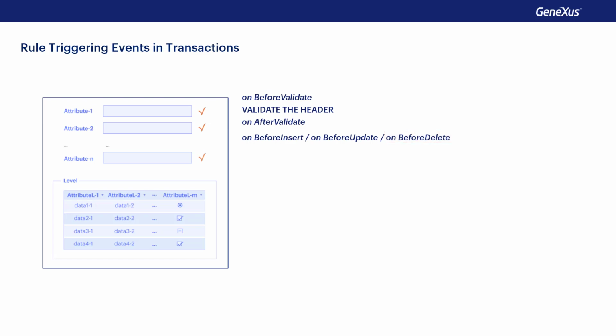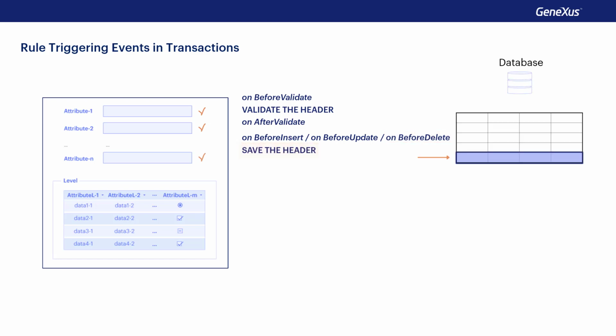The header data will be recorded in the corresponding table. And then the rules associated with this first level will be executed that have onAfterInsert event if the recording corresponded to an insertion, onAfterUpdate if the recording corresponded to an update, and onAfterDelete if the recording corresponded to a deletion.